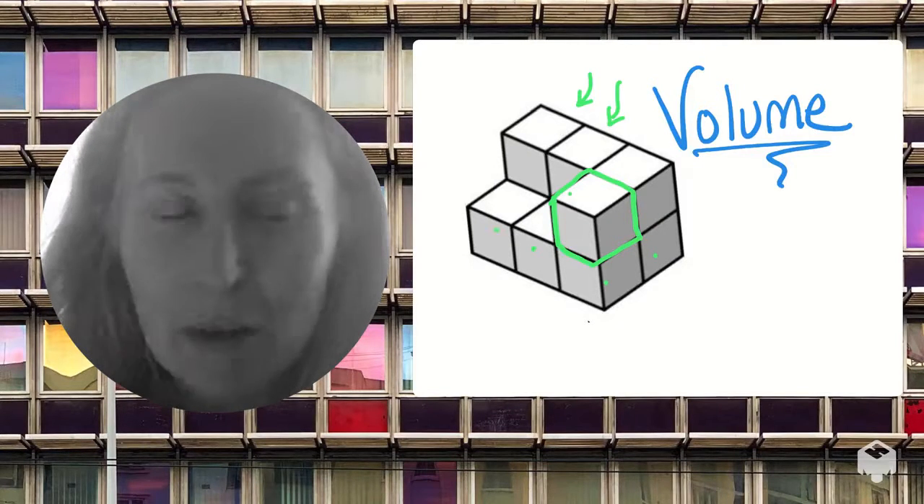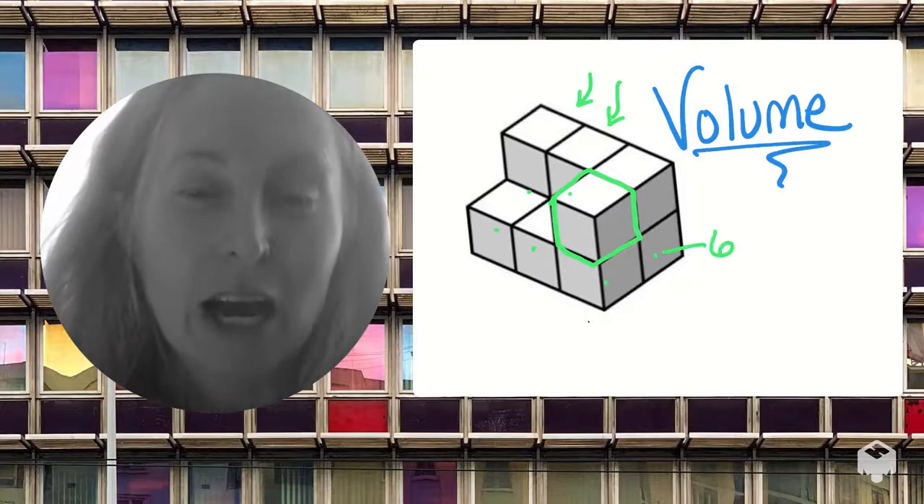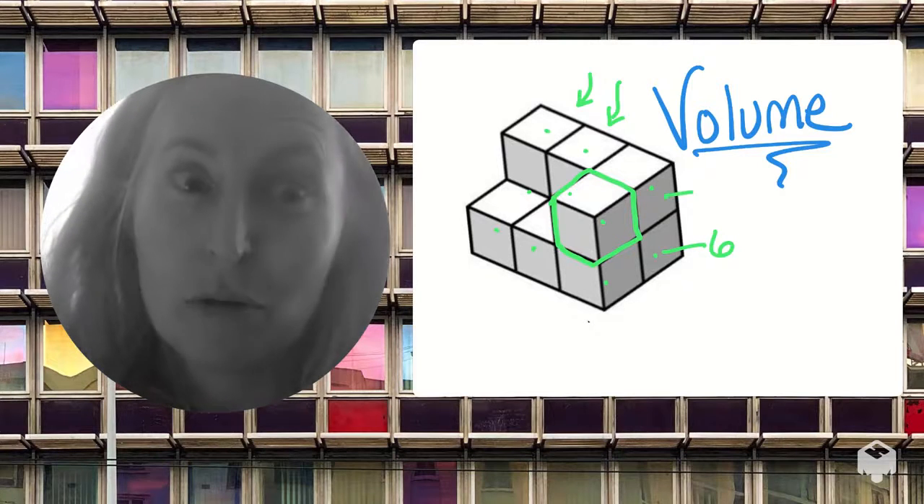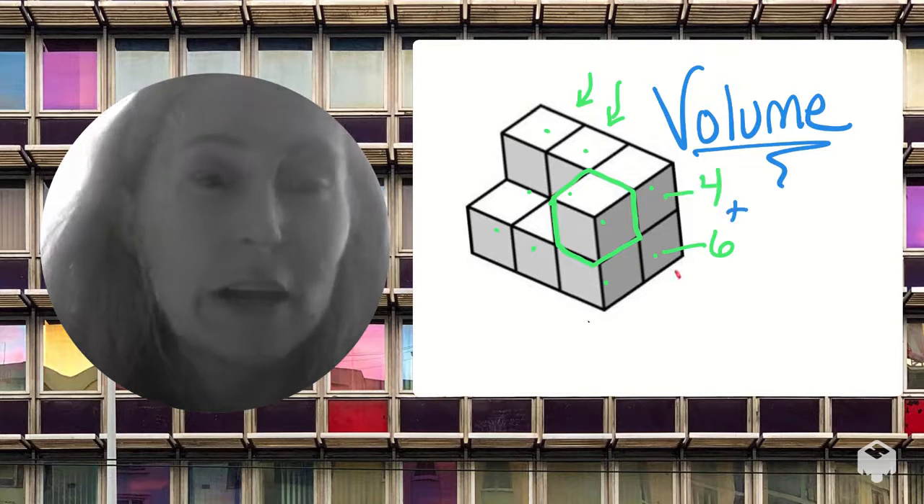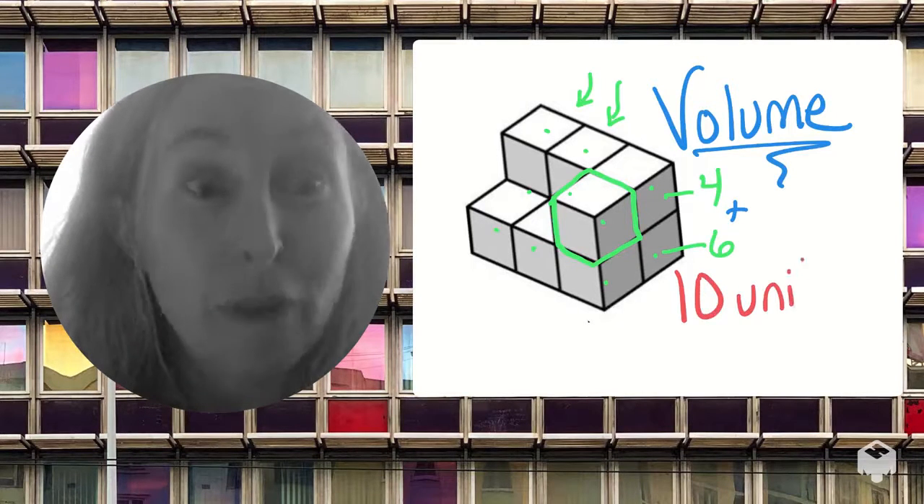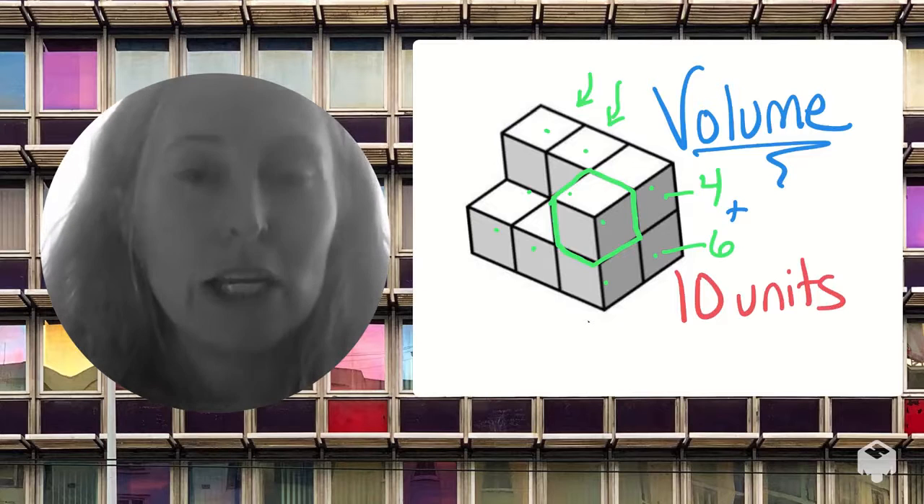So if I count it up and I think about what's on the underside, I will know that there are 6 cubic units to make that bottom layer. And then on the top layer, I've got 4. If I join that together, I would know that the volume of this shape would be 10 units.